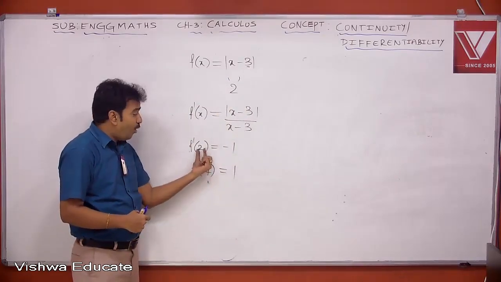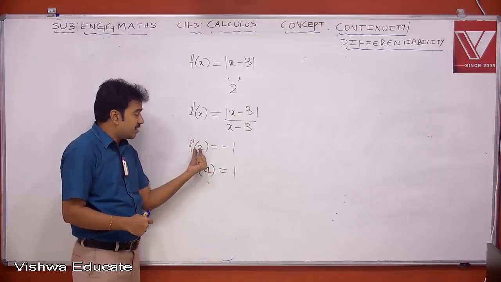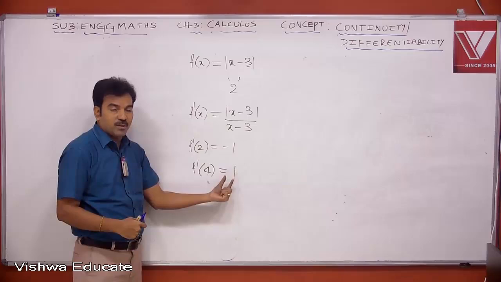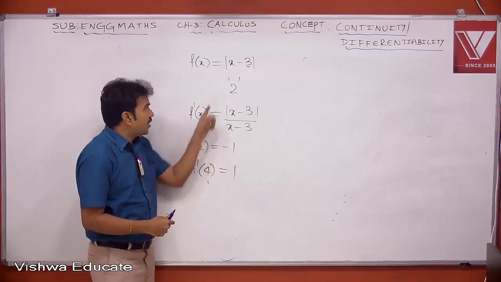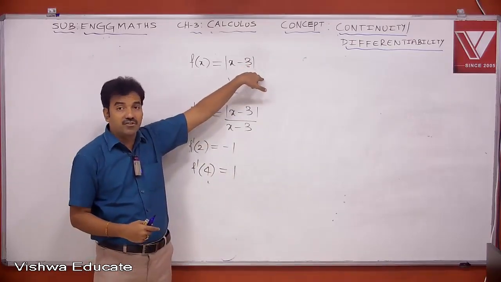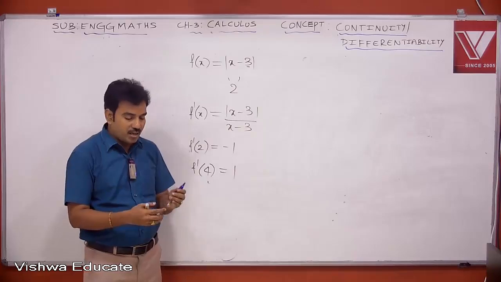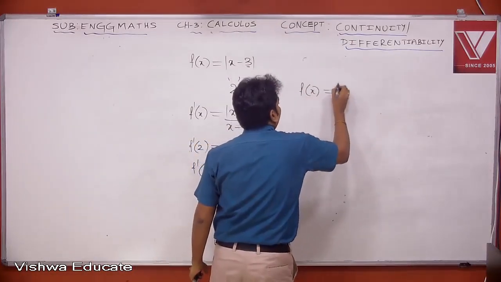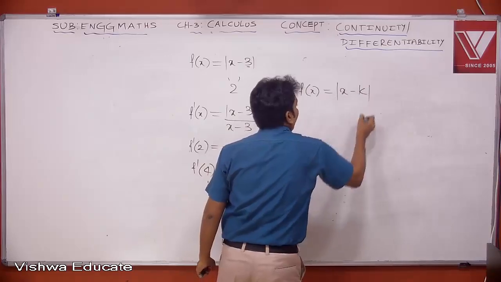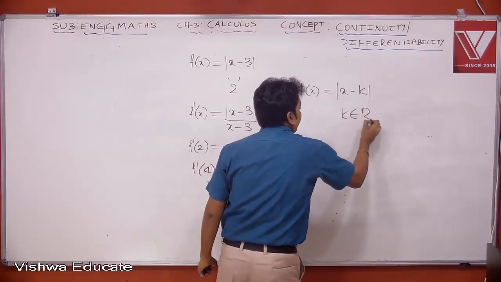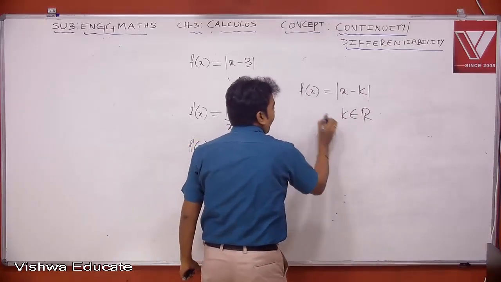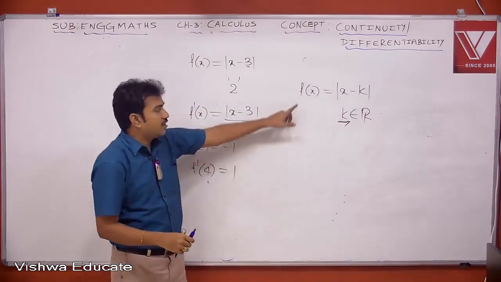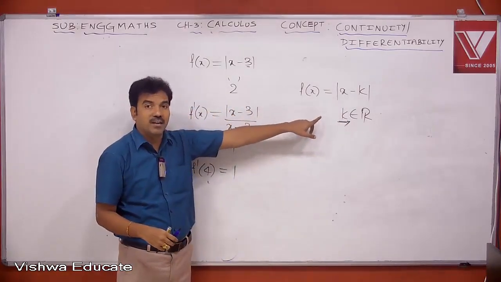As we've seen, for x less than 3, the derivative is minus 1. If x is above 3, the derivative is plus 1. So therefore, the function has a derivative at all points except at 3. Therefore, the conclusion is, whenever we discuss a function f of x equal to modulus of x minus k, where k is any real number, then it is differentiable at all points except at k. So modulus of x minus k is differentiable at all points except at k.